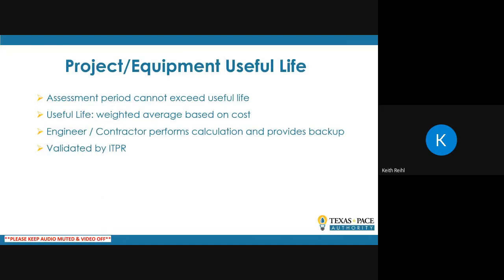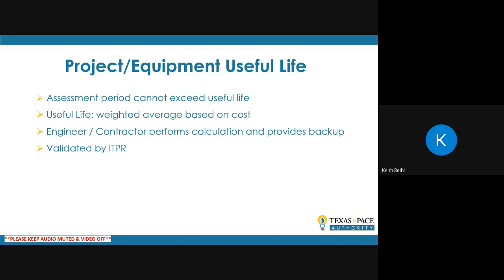The project and equipment useful life. The assessment period cannot exceed the useful life. So if you have, say, a rooftop unit, how long it will last is about 15 years. Some equipment may last slightly longer if you're not using it a lot, but typically around 15 years is what ASHRAE would say. ASHRAE has some tables dealing with expected lifetimes. If you have a chiller, though, a chiller would last 30 years.